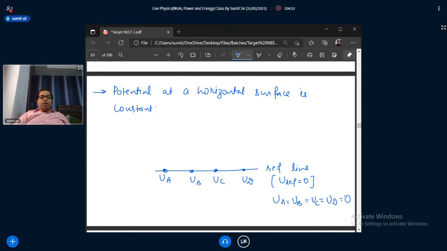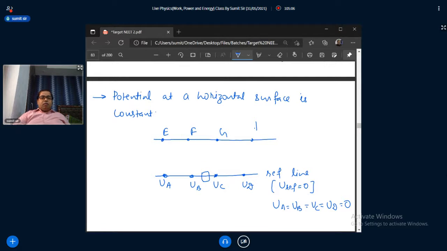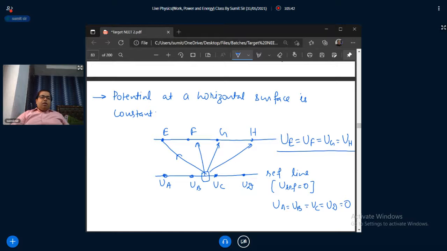And when you take an object from this point to any other point, suppose these are E, F, G, H, here, here, here, here, your potential at E is equal to potential at F is equal to potential at G is equal to potential at H. Are you getting my point?